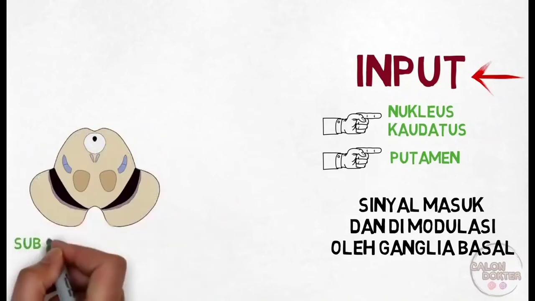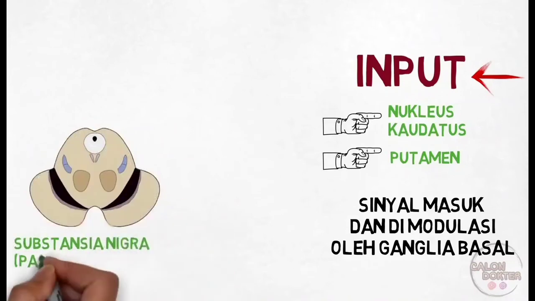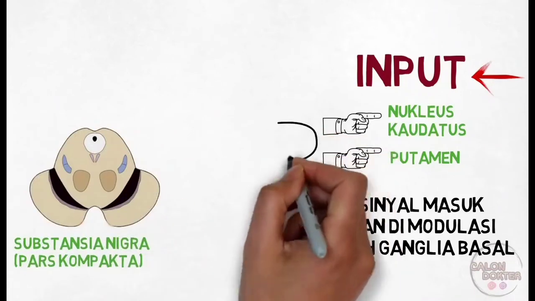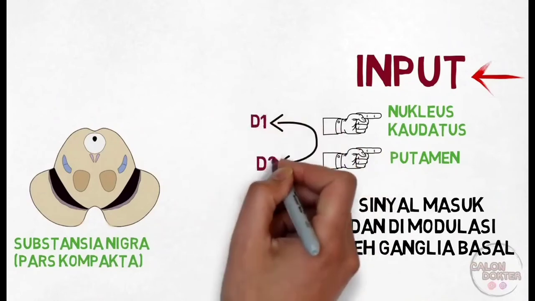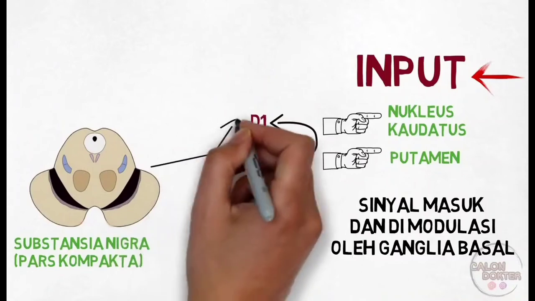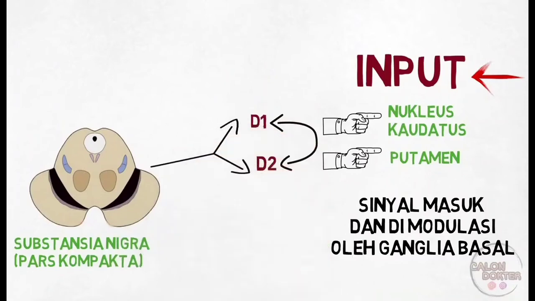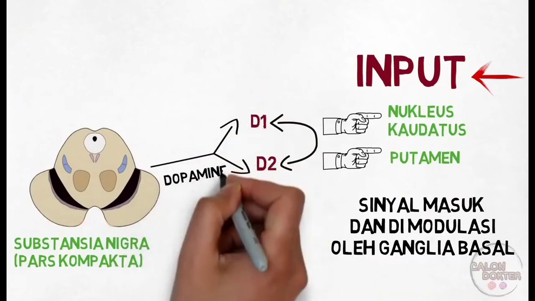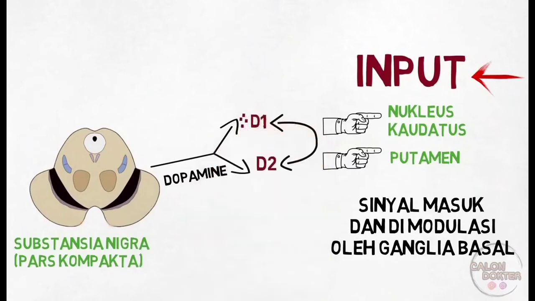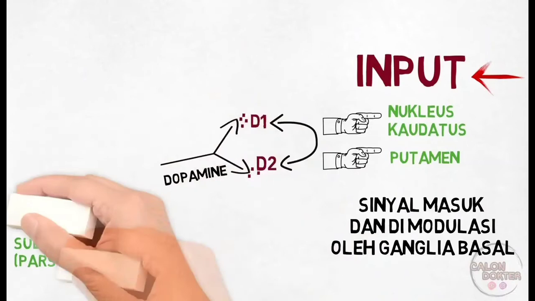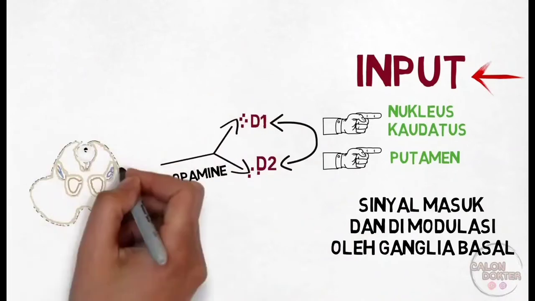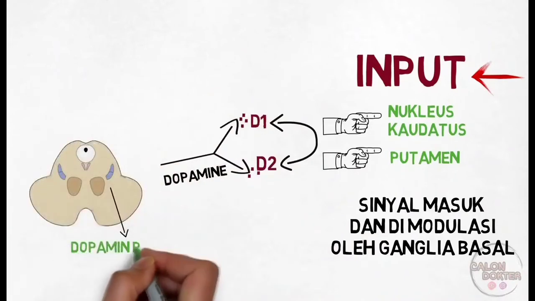Substansia nigra pars compacta adalah penghasil dopamin yang mempunyai peran penting sebagai inisiasi dari proses modulasi melalui produksi dopamin, di mana dopamin akan diproduksi dan berikatan pada reseptor D1 dan D2 pada striatum yang berperan penting sebagai neurotransmitter dalam penghantaran sinyal pada jalur talamokortikal pada proses modulasi.